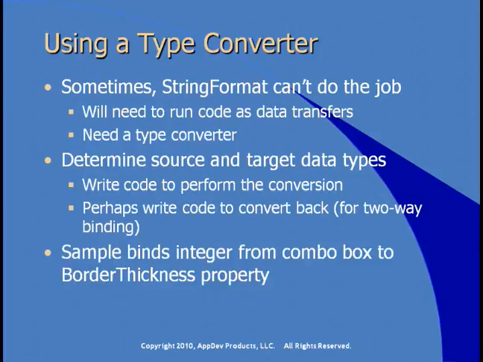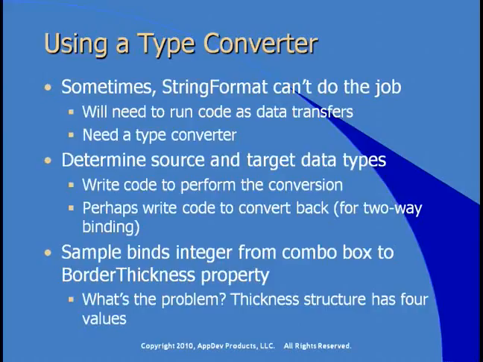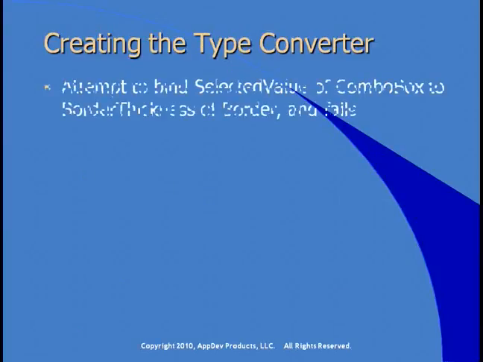Our sample binds an integer from a combo box to the border thickness property of a border element. What's the problem? Well, the thickness structure has 4 values. So we'll need to create the thickness structure using the single integer value for all of the values in the border thickness. We're going to attempt to bind the selected value property of the combo box to the border thickness of the border. And if you do it, you'll fail.